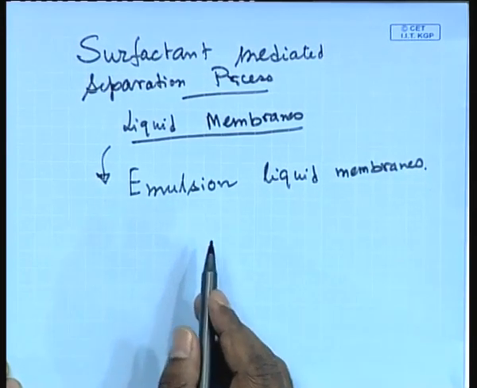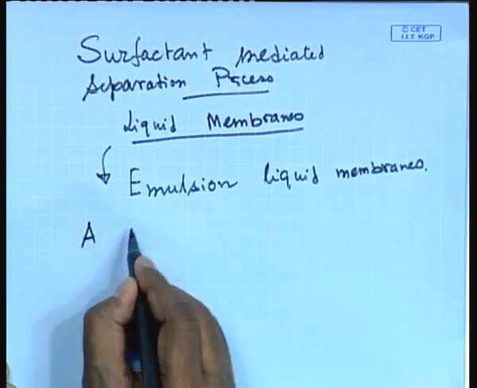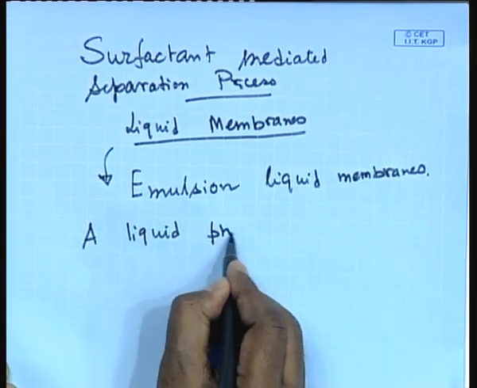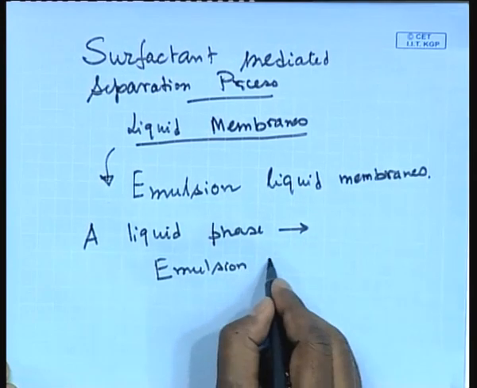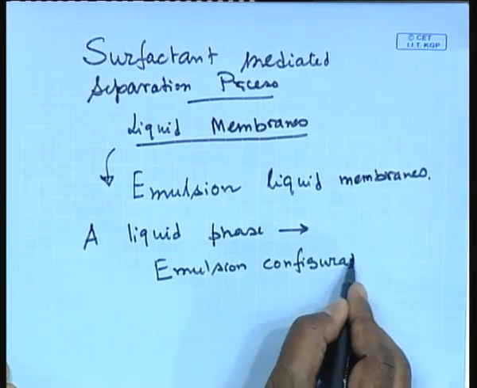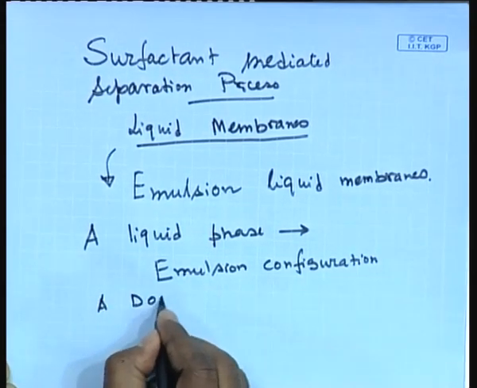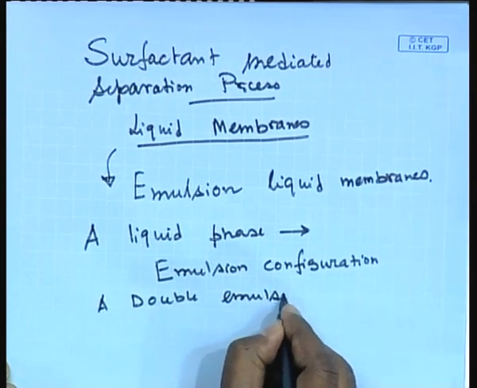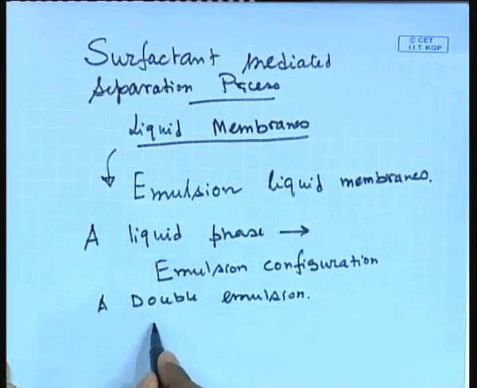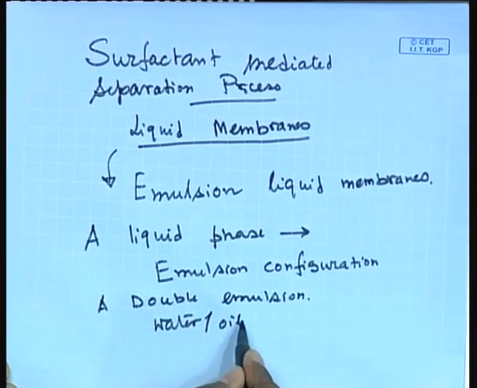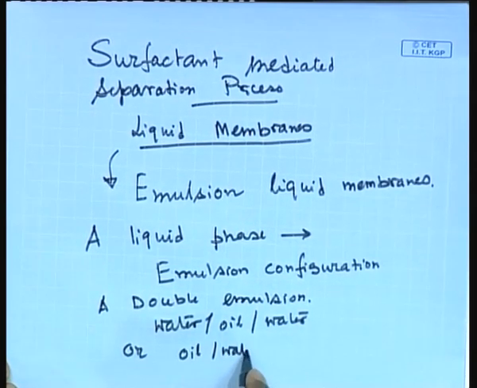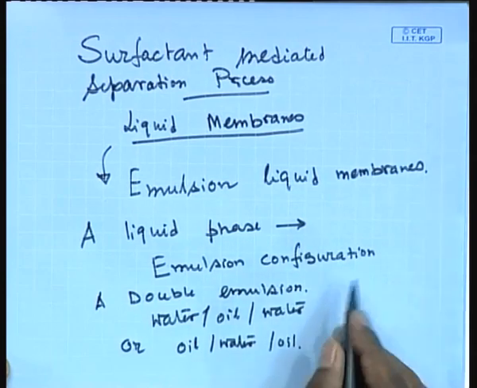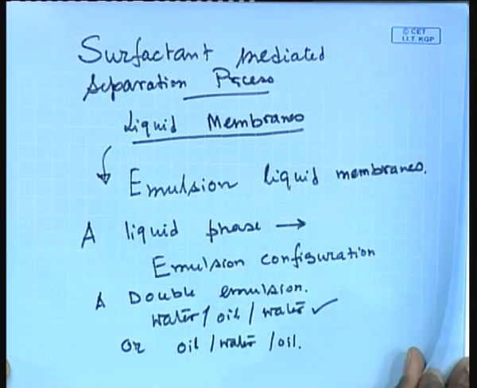Okay, so it is basically a liquid phase that has an emulsion configuration, and it is basically a double emulsion. That means you must be having a system like water, oil, water, or oil, water, oil system, but we will be generally talking about the water, oil, water system. We will not be talking about the oil, water, oil system.